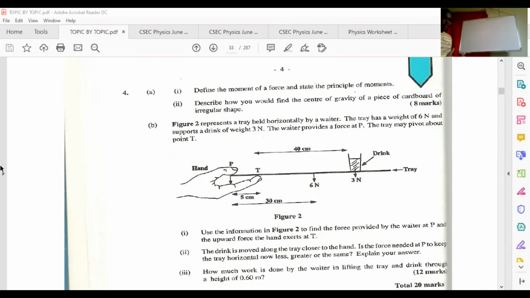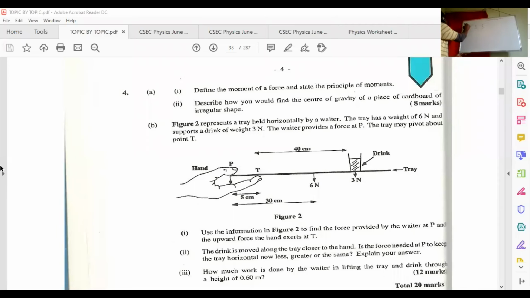All right. So the first thing is to resketch the diagram to eliminate all the unnecessary figures that are present. To do that, all we need is just a horizontal line for the tray, right? And then at this point here, we're going to put a downward force for your drink, and it's 3 newtons, right? And then close to the center here, we have a downward force as well, that is 6 newtons, right? And then we have point T, which is your pivot. So T, we're going to note as your pivot point.